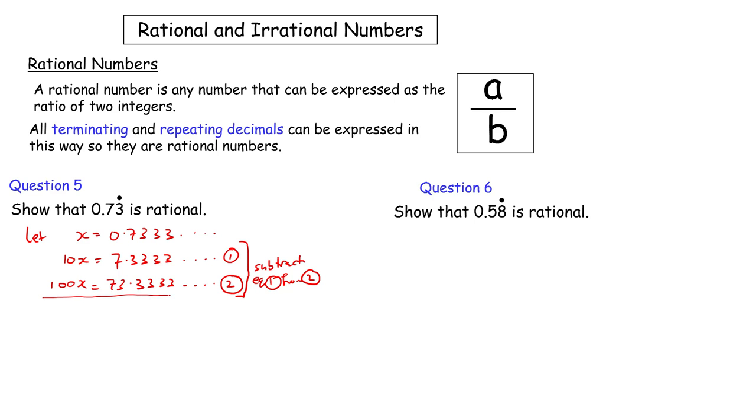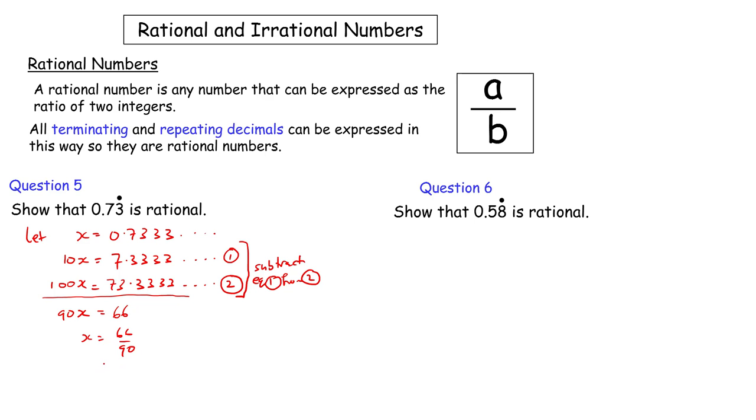Draw a line here. And 100 take away 10x gives me 90x. So it's slightly different from before. And then 73 take away 7. Okay, so 73 take away 7 gives me 66. That means x is going to be equal to 66 divided by 90.